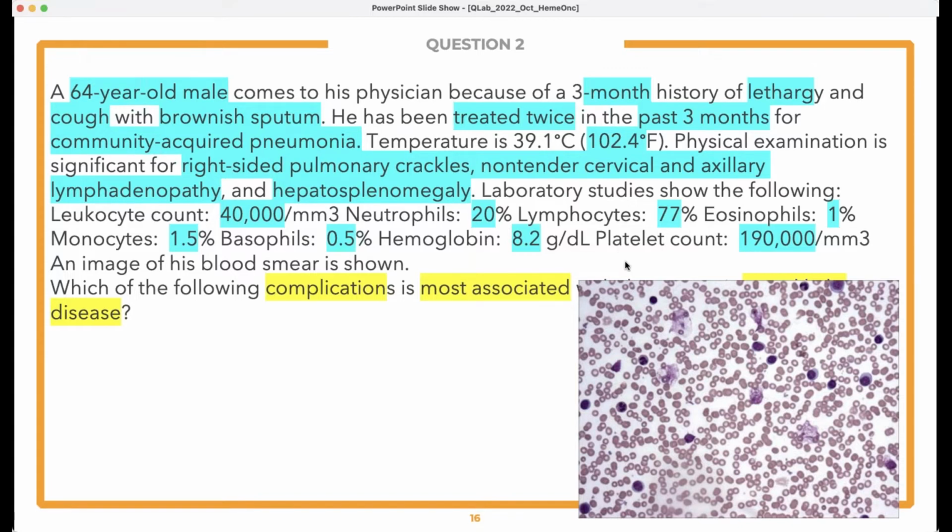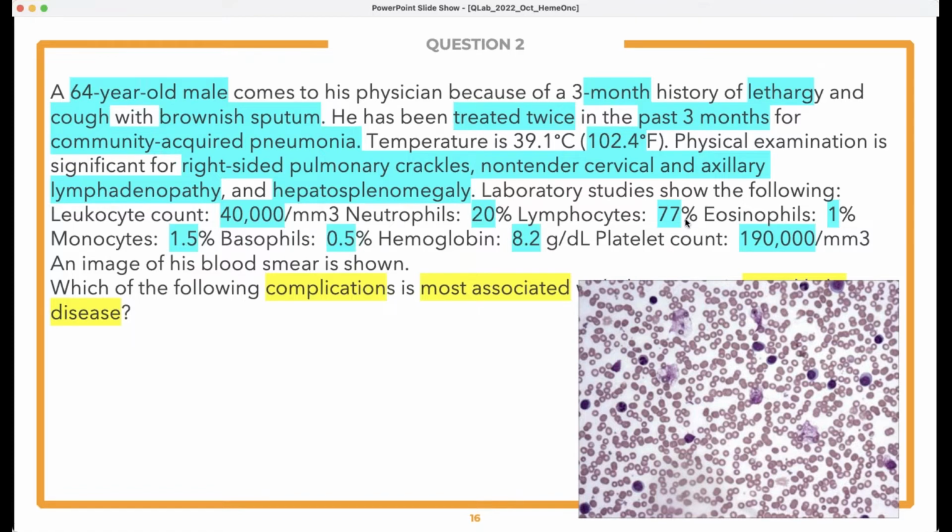So they ask us about a complication associated with this disease that the patient has, okay? So I think we've got a couple steps here. I think one, we've got to know or come up with the disease that this patient most likely has. And then two, the complication most associated with the patient's most likely disease. So a two-step question here, okay?